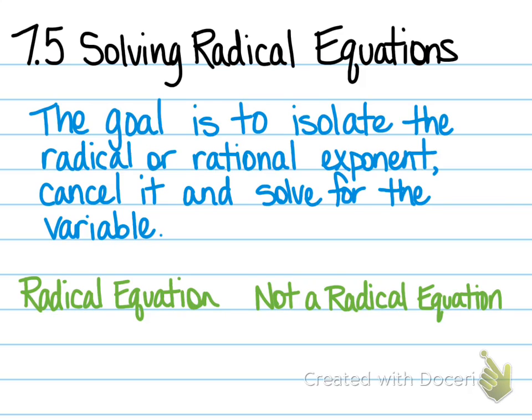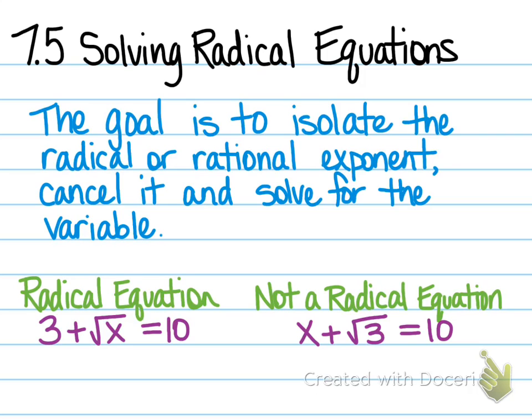Okay, so let's look at an example of what a radical equation will look like and not look like. A radical equation: 3 plus the square root of x equals 10. And one that is not a radical equation: x plus the square root of 3 equals 10. A radical equation is when the variable is raised to a certain power, or you're taking the square root of a variable, not just a number. Because the square root of 3 is just a number.